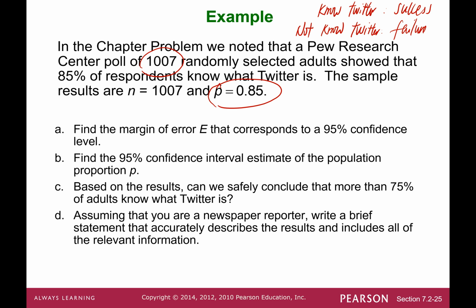Now you need to find a margin of error that corresponds with a 95% confidence level. Since we know the 95% confidence level, the critical z-score from table A2 is 1.96. Find a 95% confidence interval estimate of the population proportion P. Based on the result, can we safely conclude that more than 75% of adults know what Twitter is? Assuming that you are a newspaper reporter, write a brief statement to accurately describe the result and include all of the relevant information.